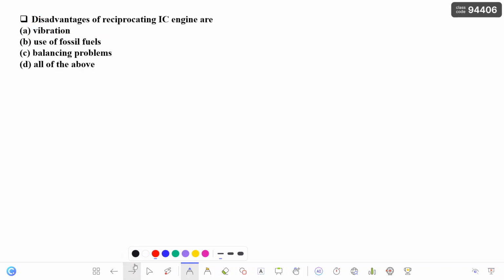The disadvantages of a reciprocating IC engine are: will there be vibration in an IC engine? Of course there will be vibration because this is a reciprocating engine. The right answer is all of the above. Reciprocating means there is some physical or mechanical motion, and this motion will generate vibration.